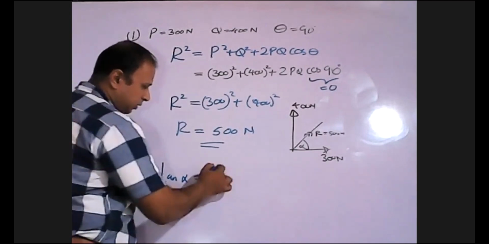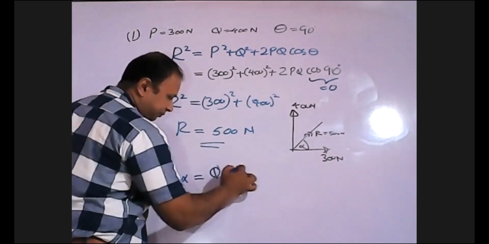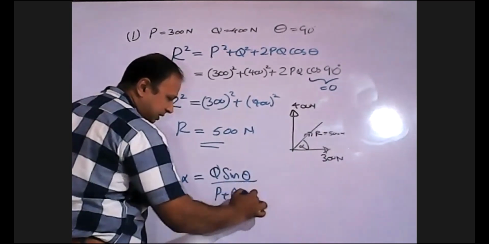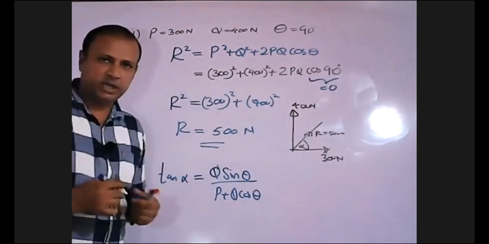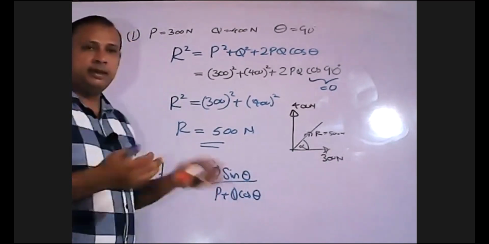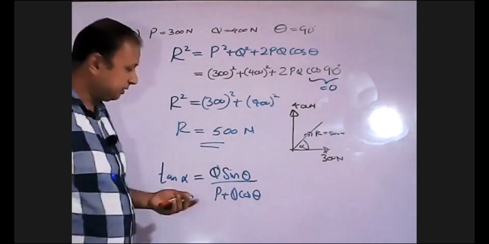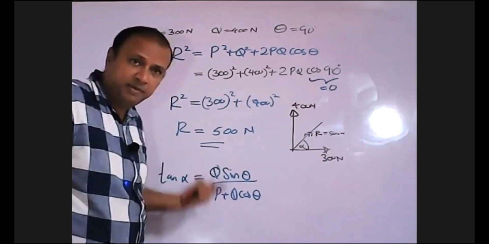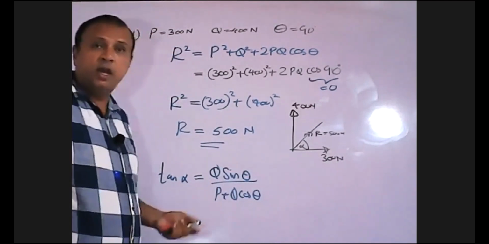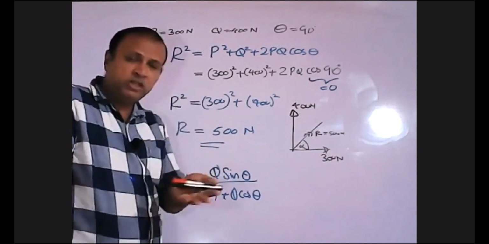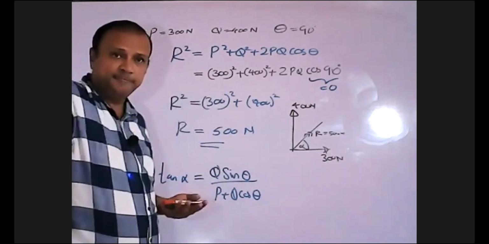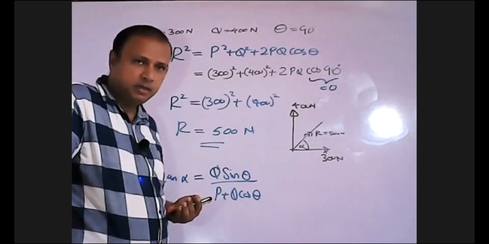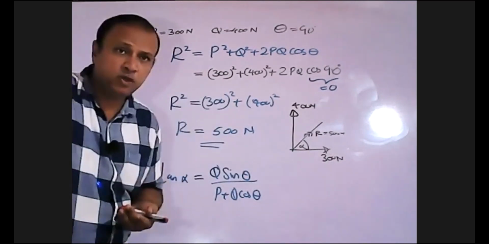Look: tan alpha is equal to Q sine theta over P plus Q cos theta. Use this equation. I will show you some shortcut methods after that. But you have to remember this equation. Therefore, to remember it, apply this equation first. So do these questions using these two equations, and then you can apply some shortcut methods.